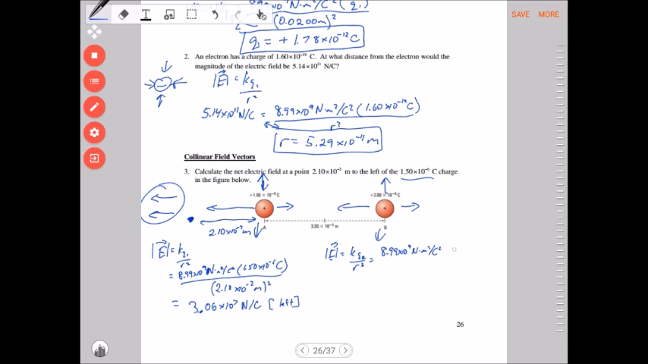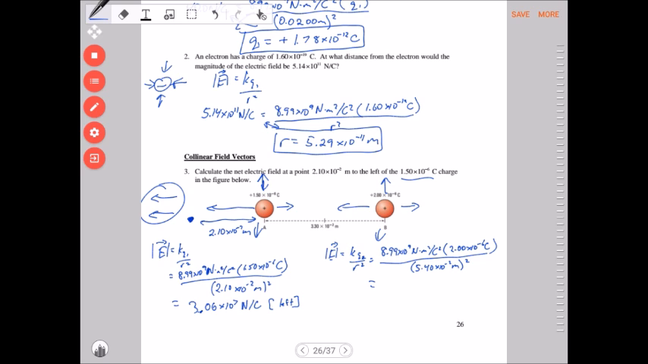Newton meters squared per coulomb squared times 2.00 times 10 to the negative 6 coulombs. Now this distance, though, they're 3.3 times 10 to the negative 2 meters apart, and then we go another 2.10 times 10 to the negative 2 out to the side. So that works out to 5.4 times 10 to the negative 2 meters. So that is the total distance from this charge to that point.